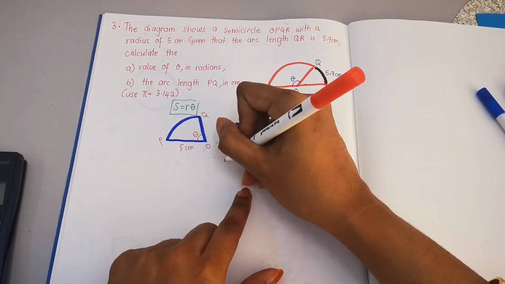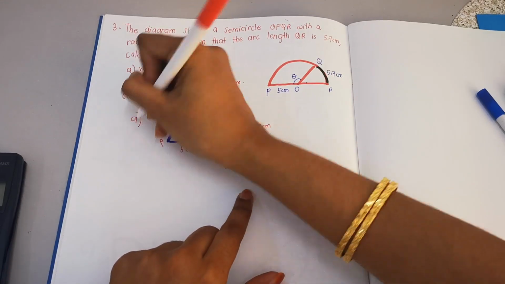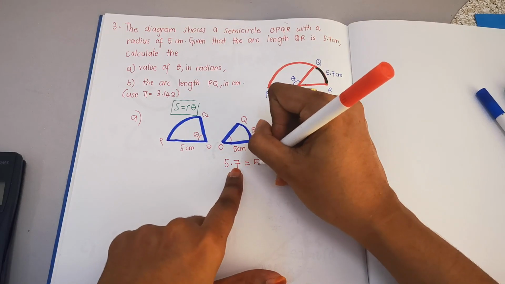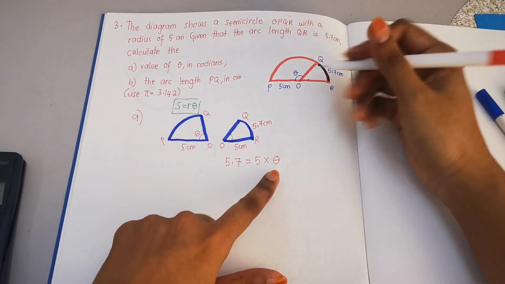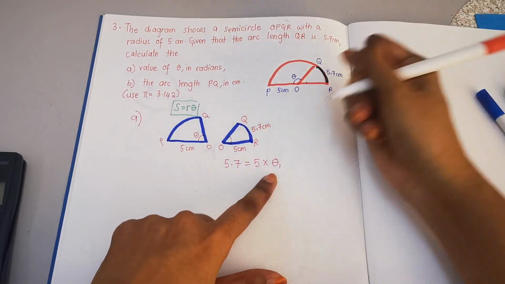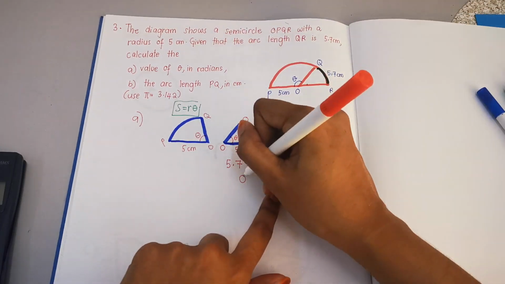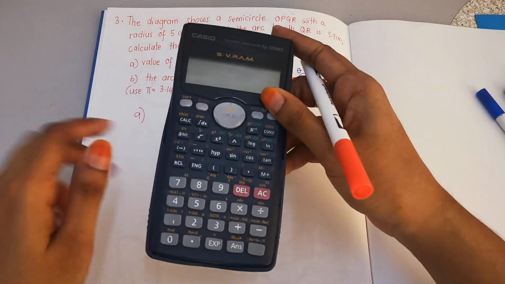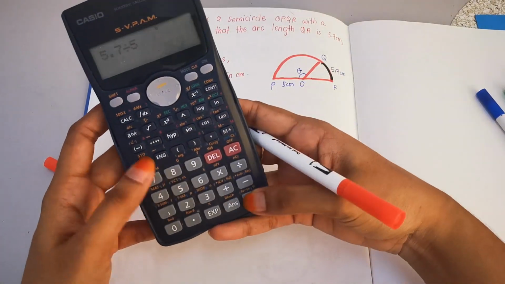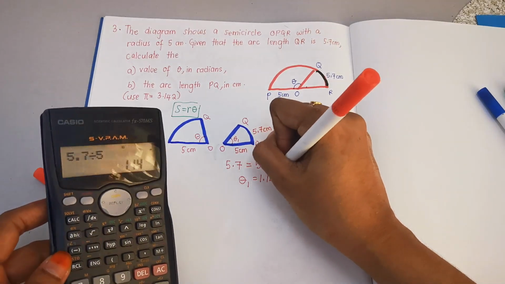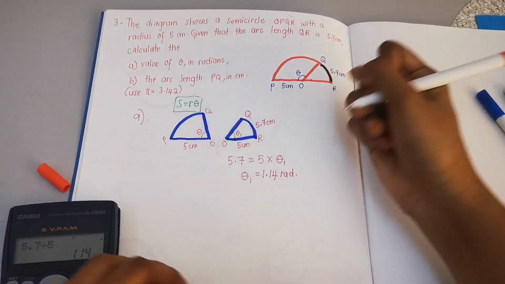So our S is 5.7, so this is part A. So our formula is 5.7 equals to the radius 5 times theta. So let's find the theta here. So let me write this as theta 1. Okay, let's find the theta 1. So theta 1 will be 5.7 divide 5. 5.7 divide 5 is 1.14. So theta is 1.14 radian.